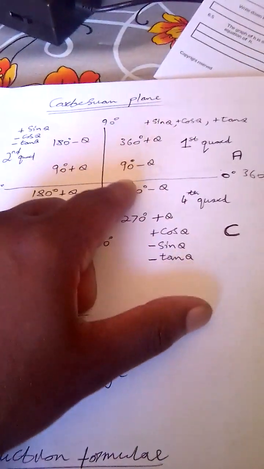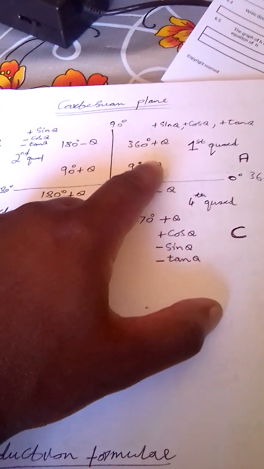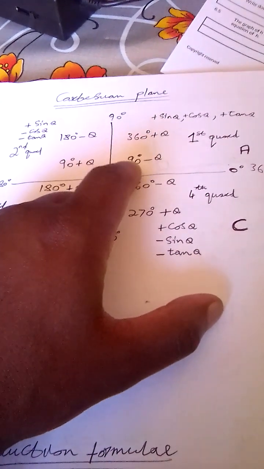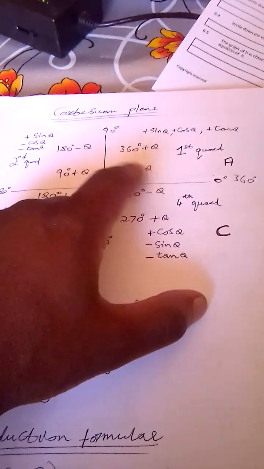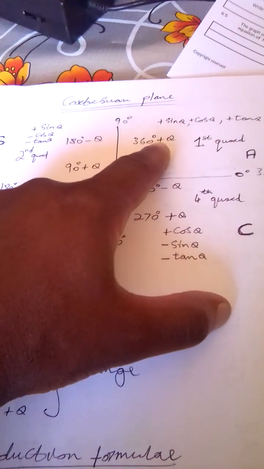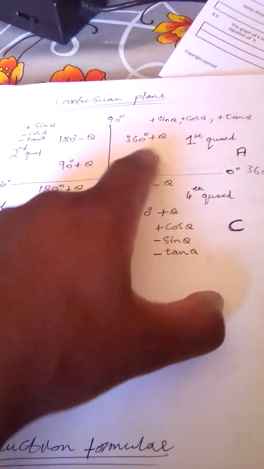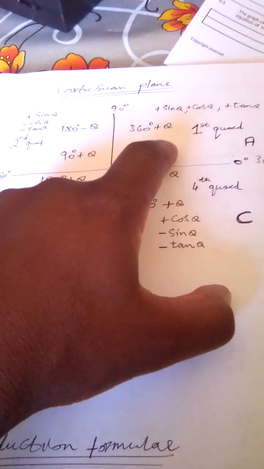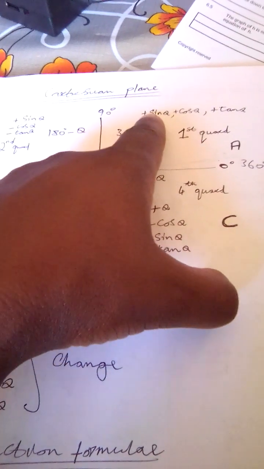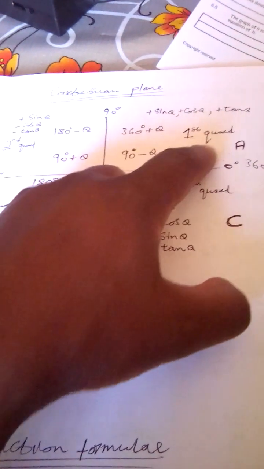Now, on the first quadrant, we have 90 minus theta, or here you can put any angle. It can be 90 minus x or 90 minus y. You can put any angle here. And then 360 plus theta. So it means that 360 plus theta and 90 minus theta are in the first quadrant. Now, in the first quadrant, sine, cos, and tan are positive. That's why we put A. All are positive in the first quadrant.